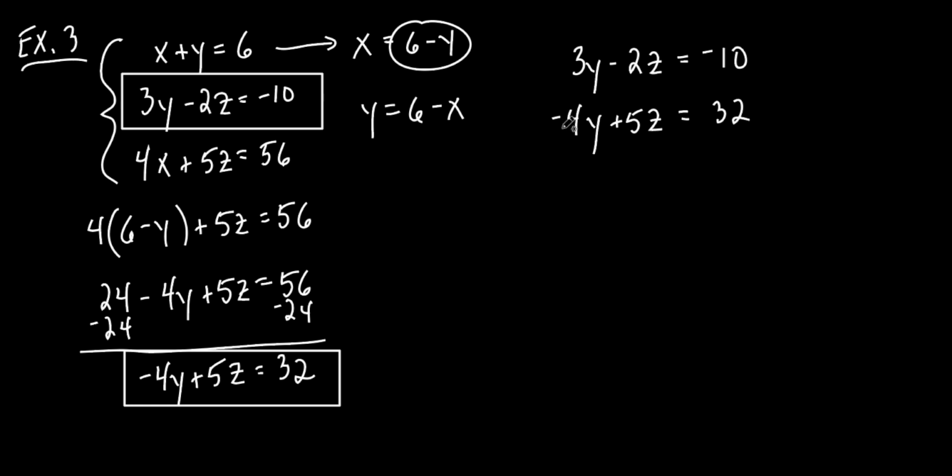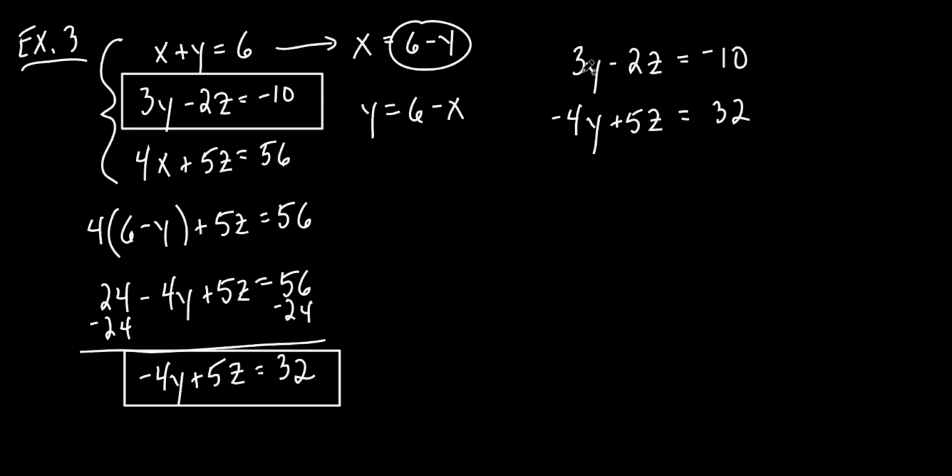Now, nothing eliminates really easy like on that first example. Remember the y's, they canceled out super easy. Now we're going to have to make this so that they cancel out. But we've done this before. This is not anything new. We've done this before when we had two equations and two variables.